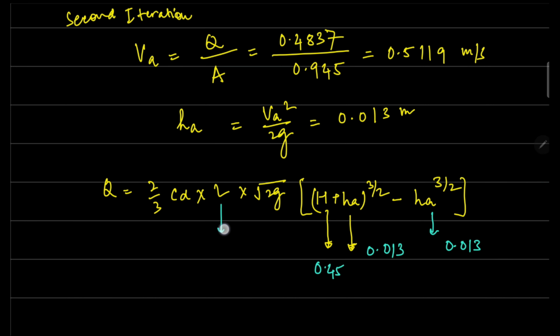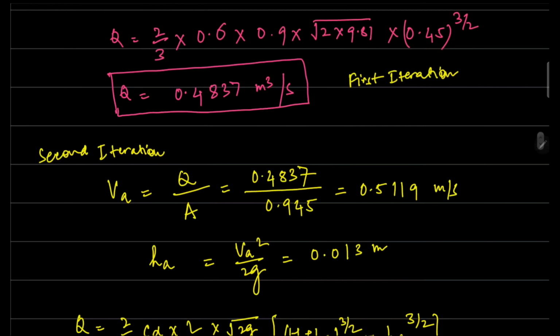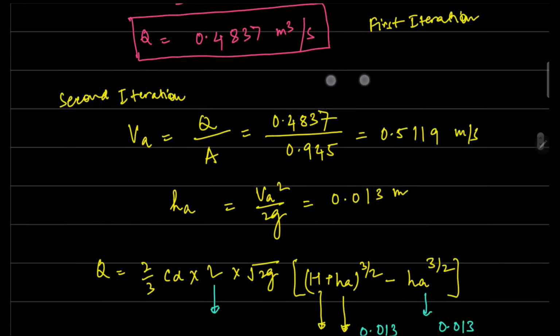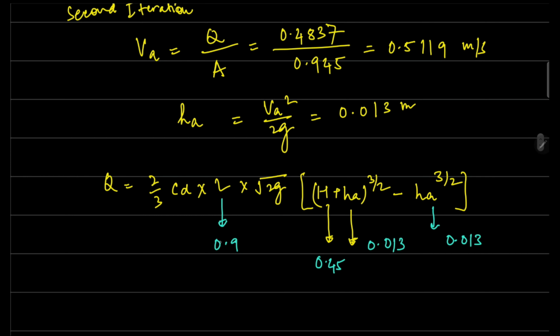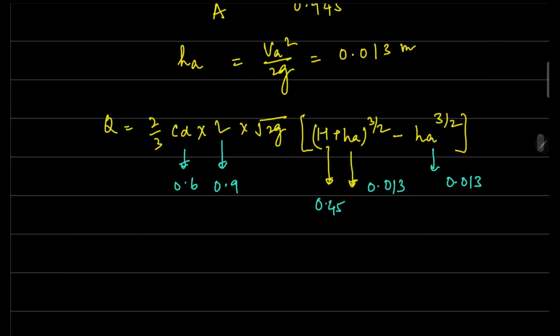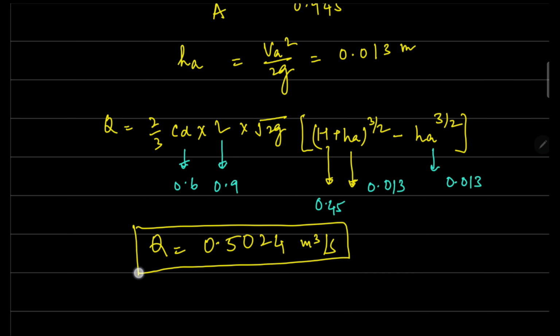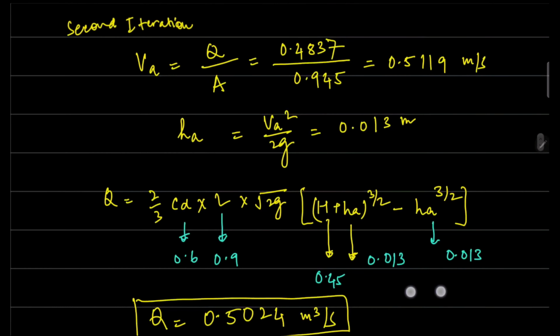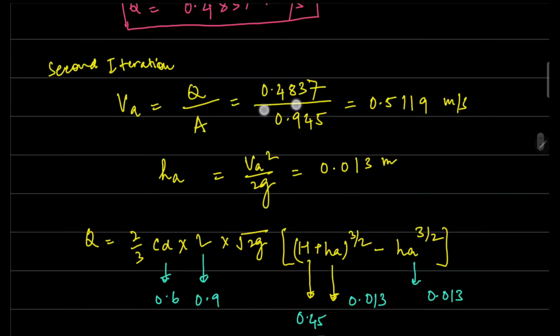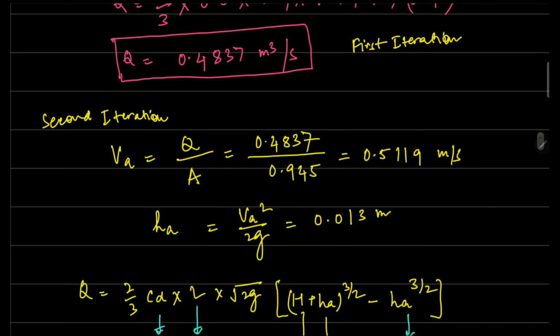And L is our 0.9, and this value is 0.6. So after putting all the values, the Q value is coming out to be 0.5024 meter cube per second. So that is the Q value obtained after the second iteration. And in the first iteration, this answer was 0.4837. You can see this thing.